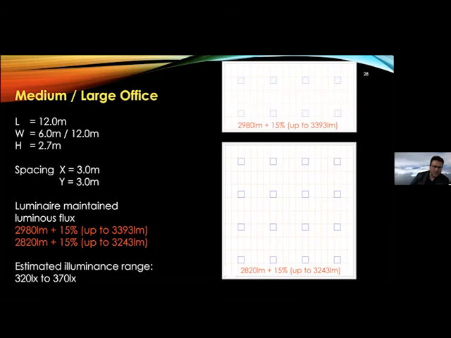Okay, and in a similar way, if you look into a medium and a large office space, obviously you can now start even reducing that particular spacing. You can have luminaires at a spacing of 3 meters. Here the goals are to maintain around 2.9 or 2.8, depending on the room size. And again, this is all to do with maintaining around 320 to 370 lux.